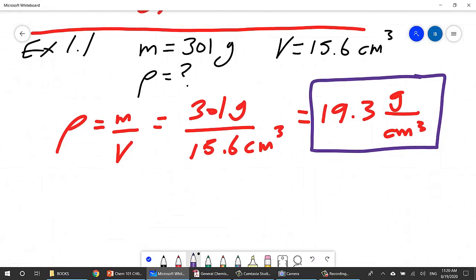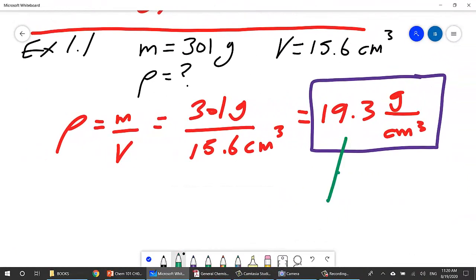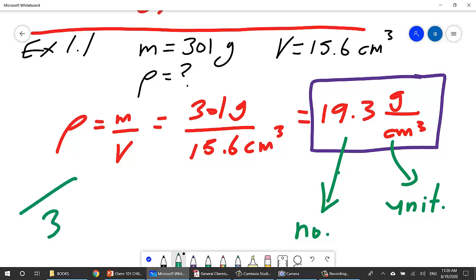mark for us. As you see here, the answer is composed of two things: the number and the unit. So if this question is worth 3 marks, let's say in an exam, the formula has 1 mark.